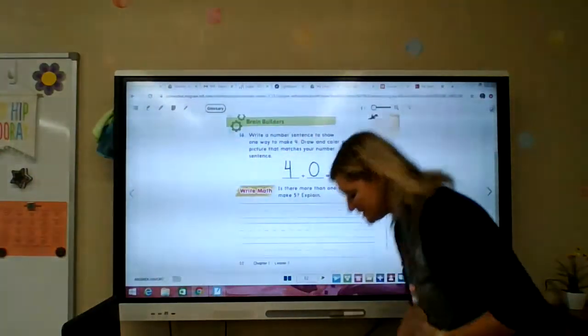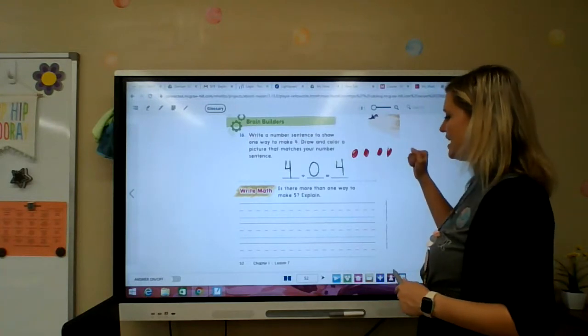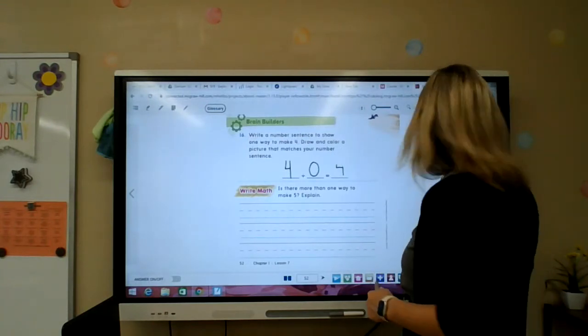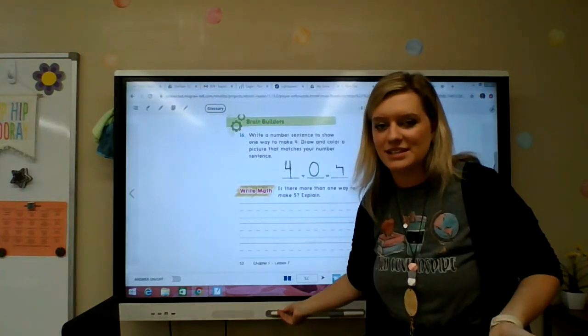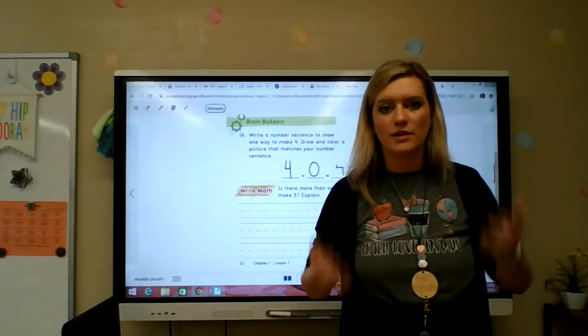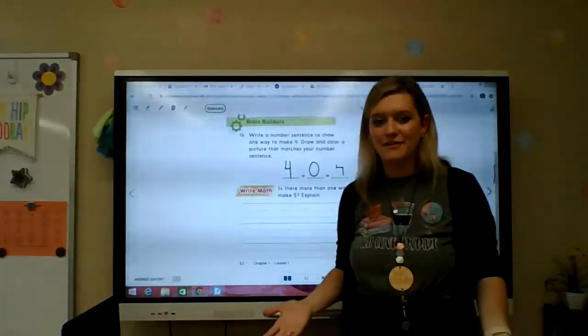Okay, so 4 plus 0 still can equal 4, and I showed you with my 4 red counters. And then the final question, I kind of want you guys to try to answer this today, or just talk it out loud, okay? I want you to tell me, is there more than one way to make 5? Explain. So we talked about this all day. Is there just one right way to make the number 4 or 5? No, there's so many different ways.